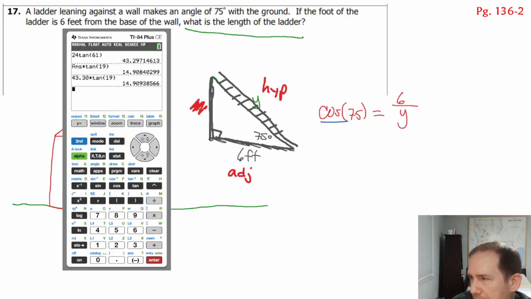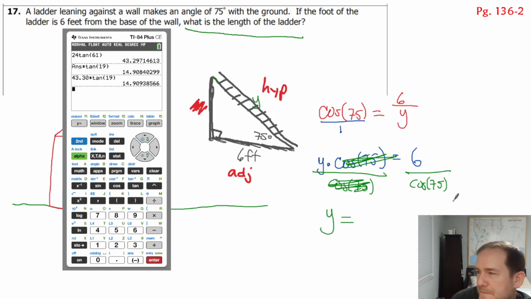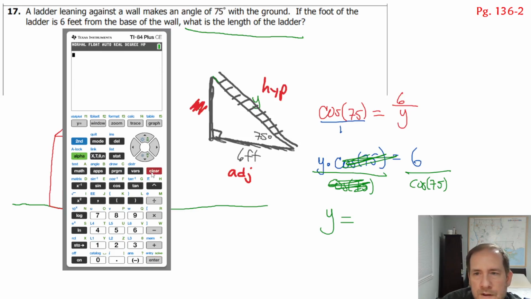So if you cross multiply, then the y just comes over here as a coefficient on cosine 75. And the 1 times 6 is 6. So to solve, we would have to divide by cosine 75. And of course we do that on both sides, just like everything else in algebra. And the cosine 75 here cancels the cosine 75 here. You have plain old y. And you can use your calculator to figure out what 6 divided by cosine of 75 is. So type that in, 6 divided by cosine 75. 23.18.